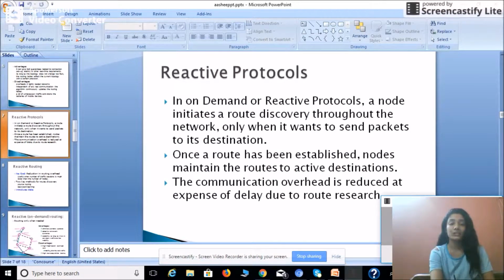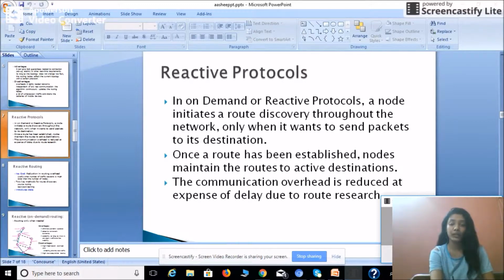Now, the next protocol is the reactive protocol. It is also known as on-demand protocols. A node initiates a route discovery throughout the network only when it wants to send packets to its destination. As the name suggests, on demand means that when demand comes, then it initiates a route discovery, which is initiated by the source node.